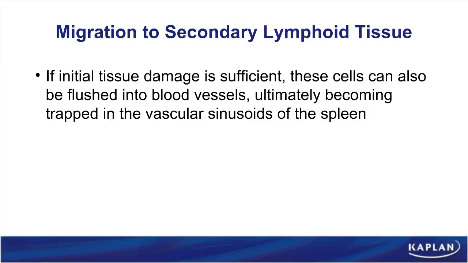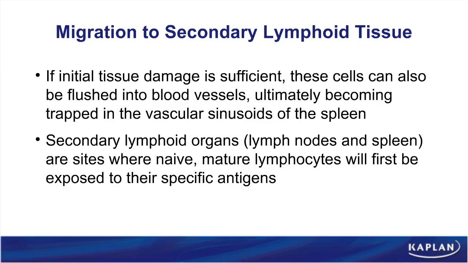As we mentioned, if the initial tissue damage is sufficient, the cells can also be flushed into blood vessels, ultimately becoming trapped in those vascular sinusoids of the spleen, and we would have a very similar reaction in the spleen. The secondary lymphoid tissues, including both the lymph nodes and the spleen, are the sites where naive B cells and T cells will first be exposed to their specific antigens.